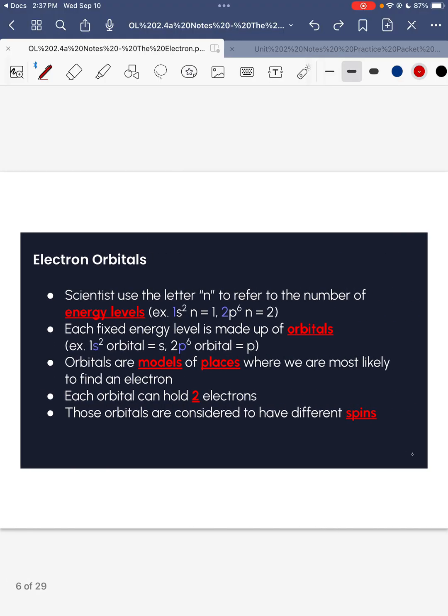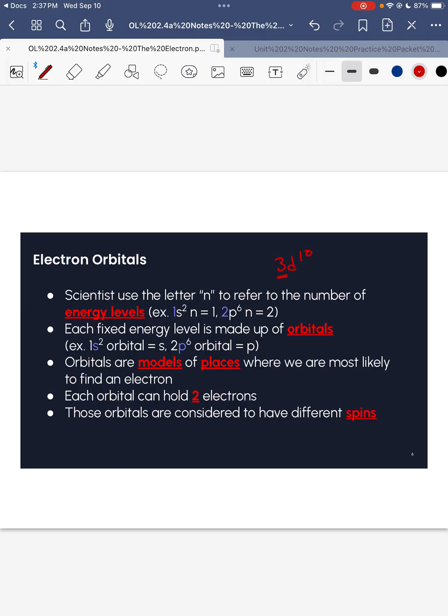To get a little bit more into orbitals, scientists use the letter N to refer to the number of energy levels that we've gone down within an element. So for example, 1s2, the number 1 represents the energy level, so N equals 1. 2p6, the number 2 represents the energy level, so we're in the second energy level. If we think of 3d10, the number 3 represents the energy level.